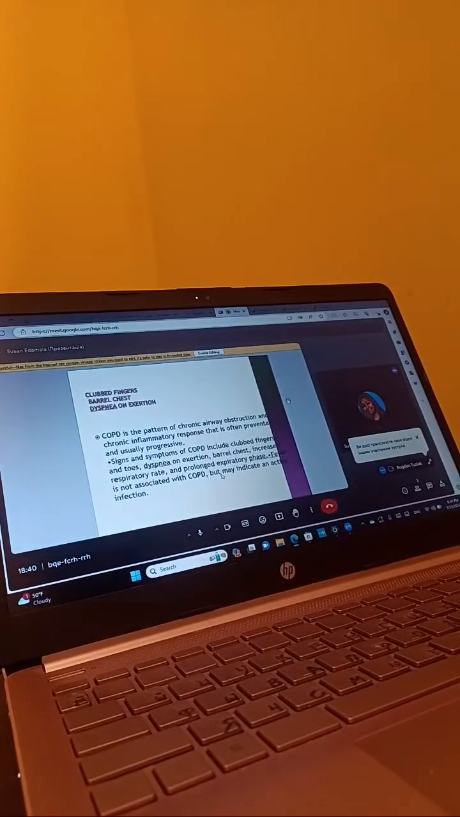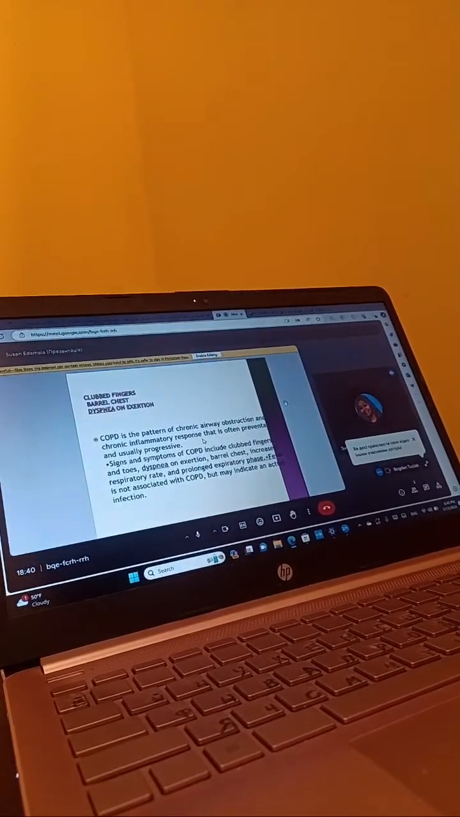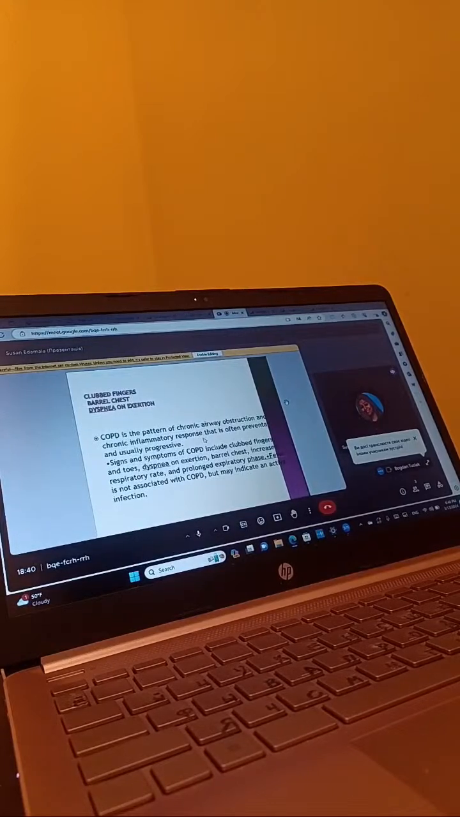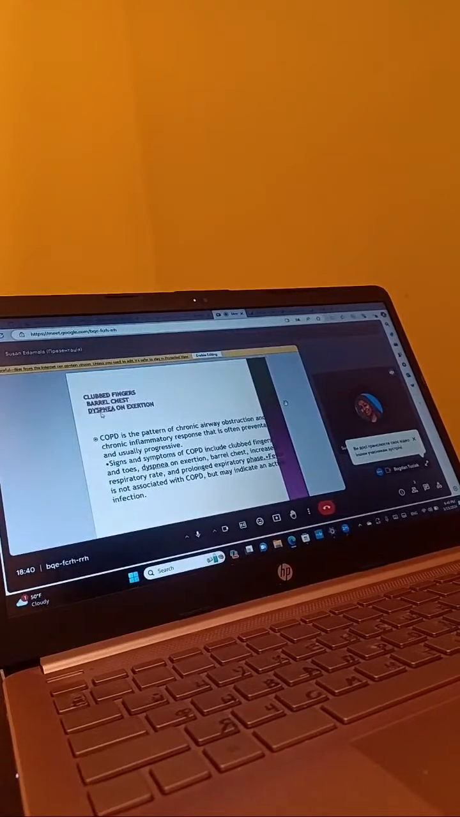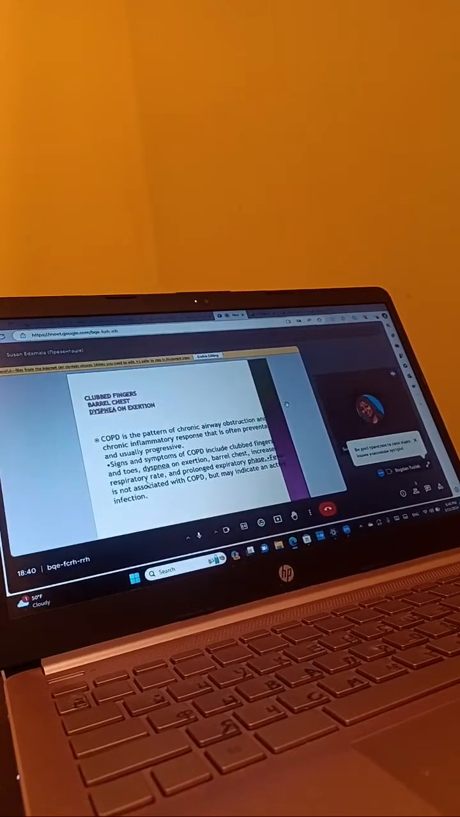So COPD is a pattern of chronic airway obstruction and chronic inflammatory response that is often preventable and usually progressive, which means slowly it gets worse for them. Signs and symptoms are clubbed fingers and toes, dyspnea on exertion, when with a little walking they start getting difficulty breathing, barrel chest, and increased respiratory rate because they can't throw out the carbon dioxide, they start breathing faster.